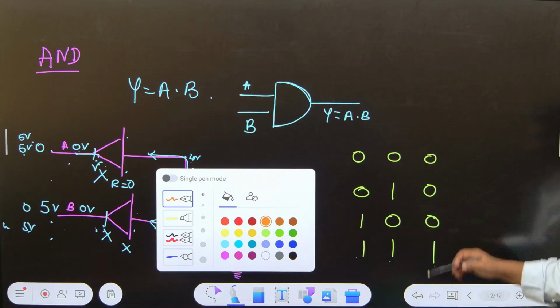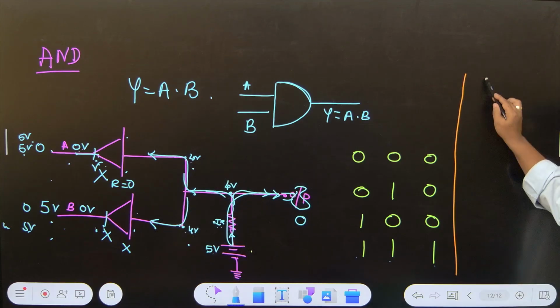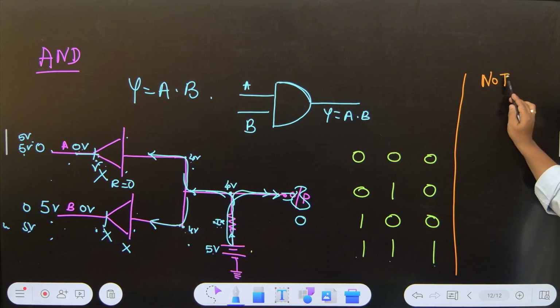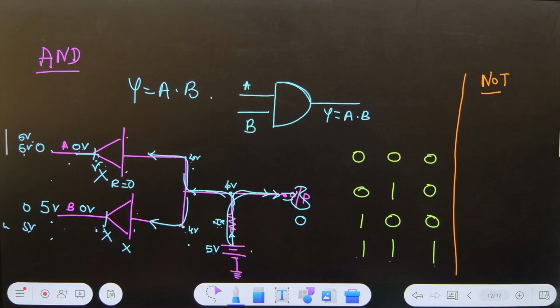So, NOT gate, there is no circuit. I mean, there is a circuit, but it is not in our syllabus, because the NOT gate works on the concept of transistors, and transistors are not in our syllabus. It was there 2 years before. Transistors and IC circuits were there, but now they are not. So that is why the circuit will not be asked. But the symbol for the NOT gate is this.